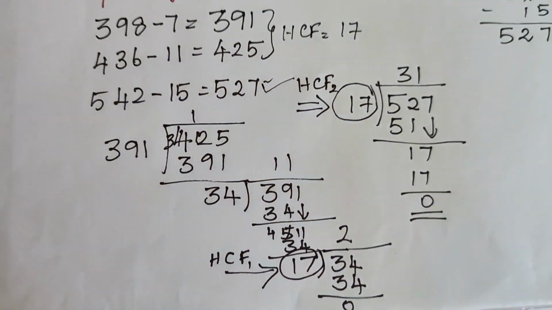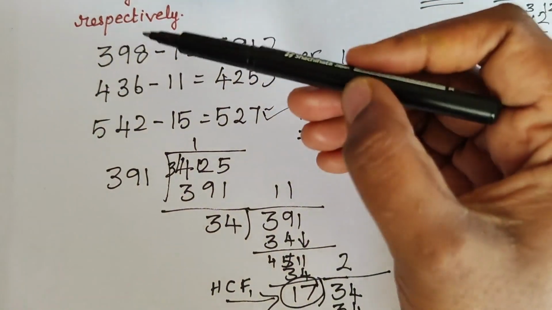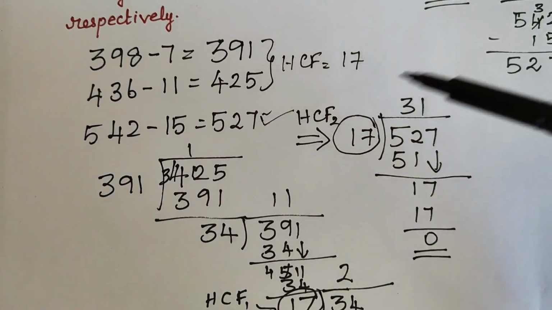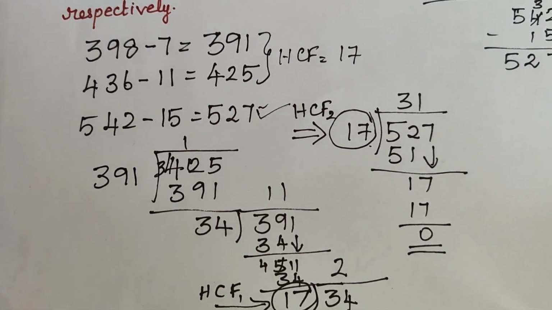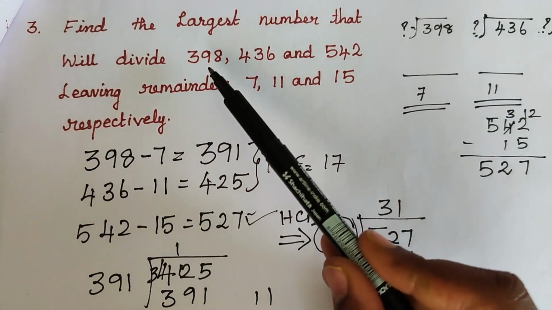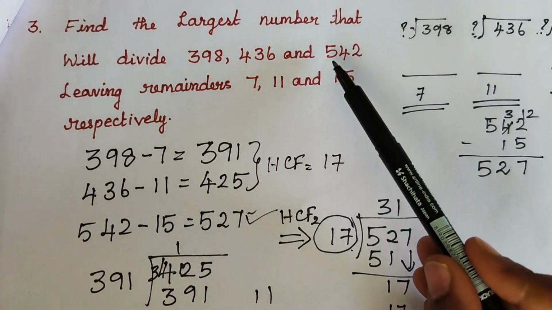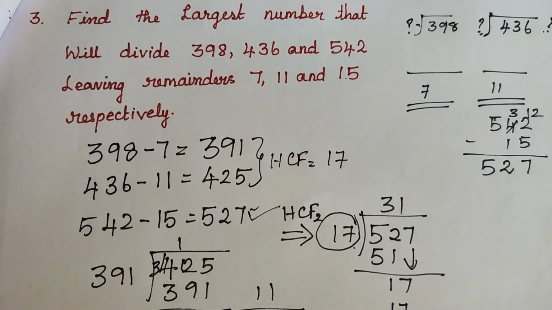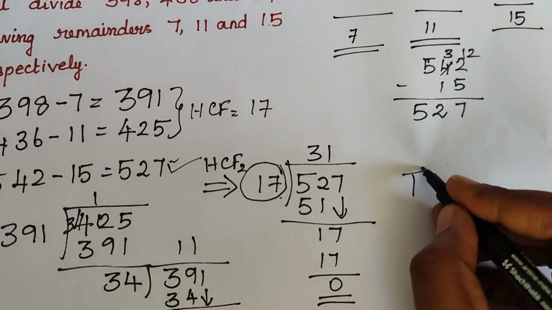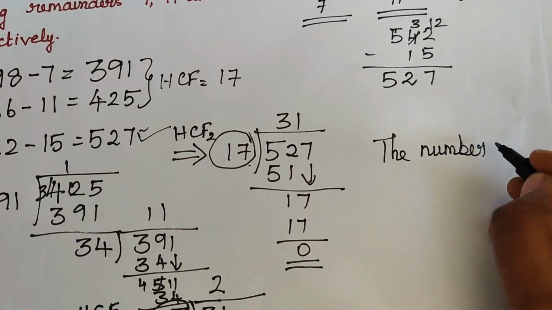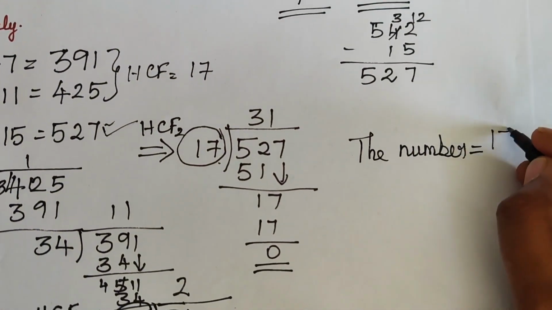So the highest common factor of 391, 425 and 527 is 17, because the HCF 2 is also 17. So in short, we can say the number which divides 398, 436 and 542, leaving remainder 7, 11 and 15 in each case is 17. So the required number, the number which divides the three numbers, is 17.